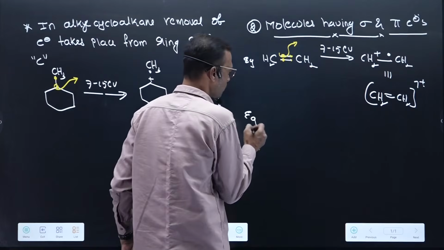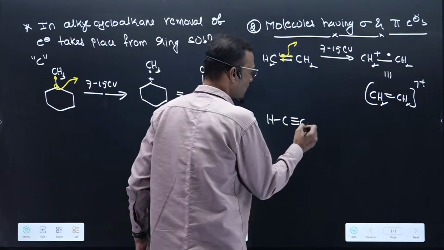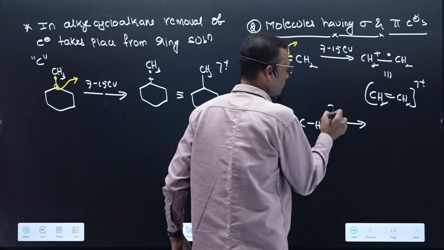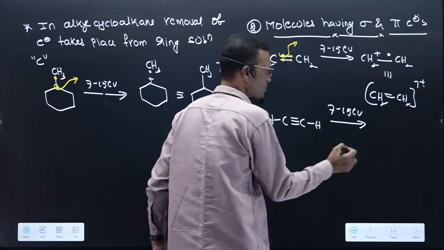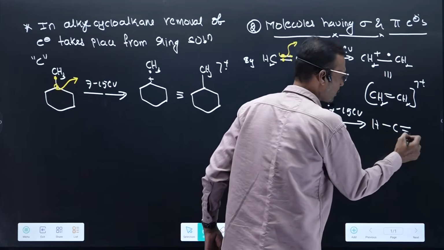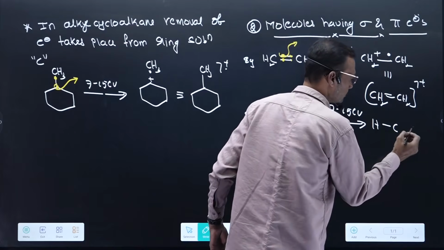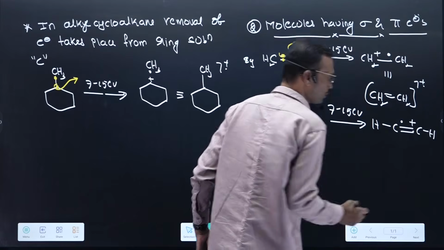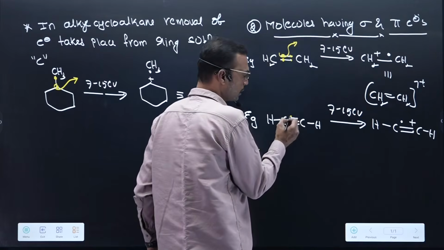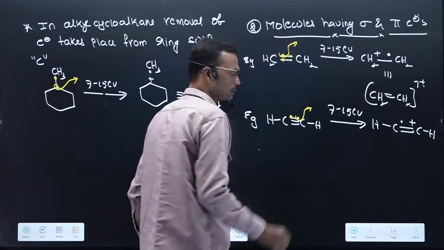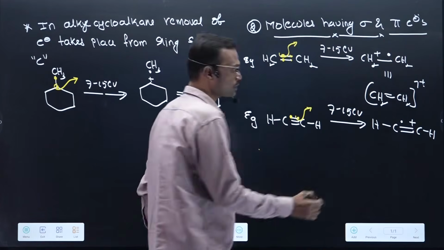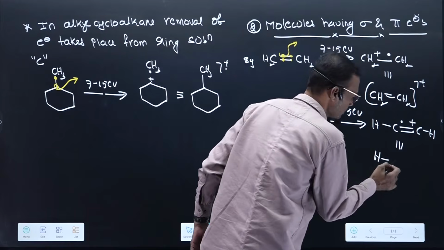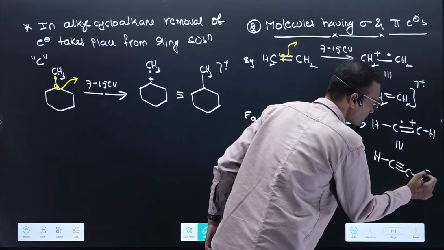Suppose I take a carbon-carbon triple bond, 7 to 15 electron volts. Can I remove an electron from one of the triple bonded carbons or not? Here this is the radical and this is the cation. You can remove from either the right side or the left side. Anything is possible because it is symmetric. If I remove this, what is your answer? HC≡CH, radical cation.